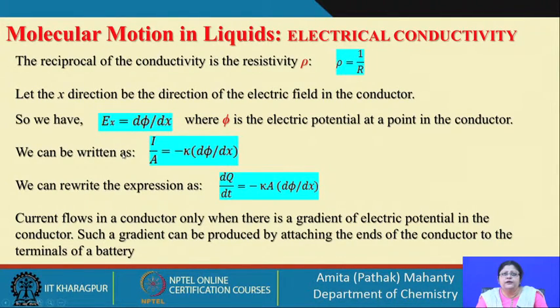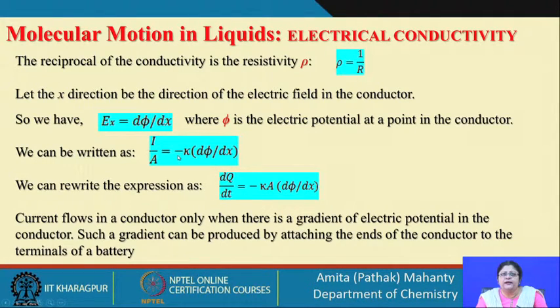Okay. And what is I? I is nothing but Q by T. So, if you rewrite this expression again, this is Q by T. So, I can write Q by T as nothing but this into the area, with a minus sign.